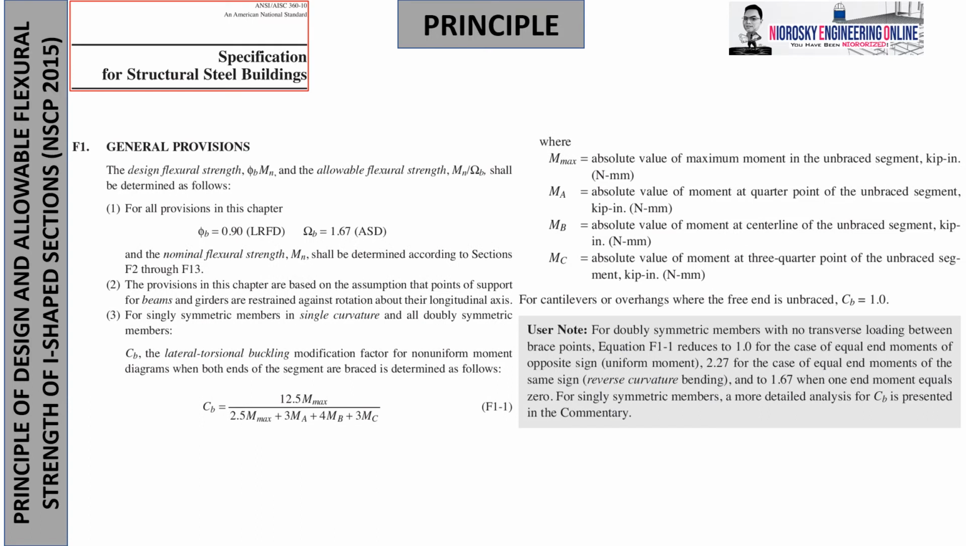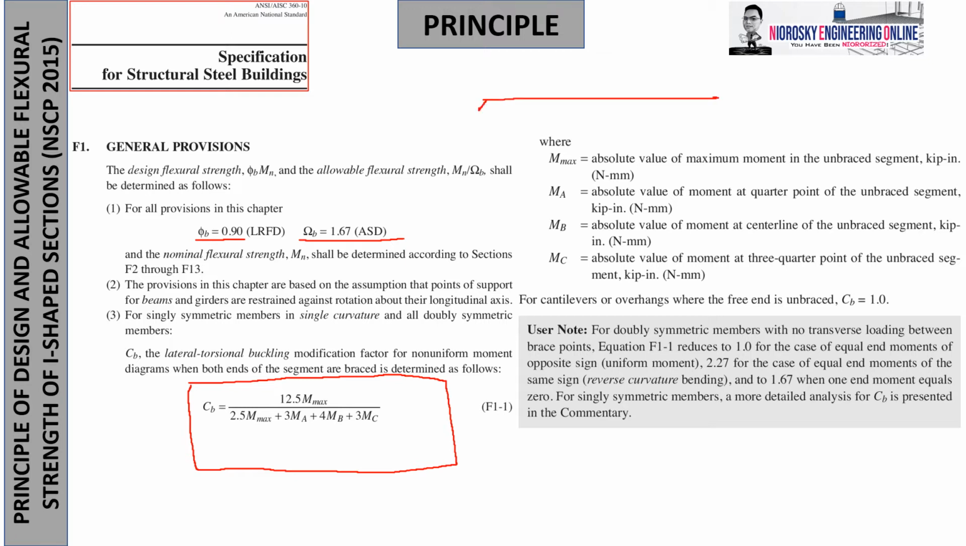So, ganun din na sinabi niya. Phi bending, 0.9 at omega B is 1.67 for AST. Same na same sila. So, ganun din naman si C sa B. Sinabi niya ganito. Okay? So, ganun ulit. Mmax, 3MA, 4MB, MC. So, discuss lang natin ng konti.